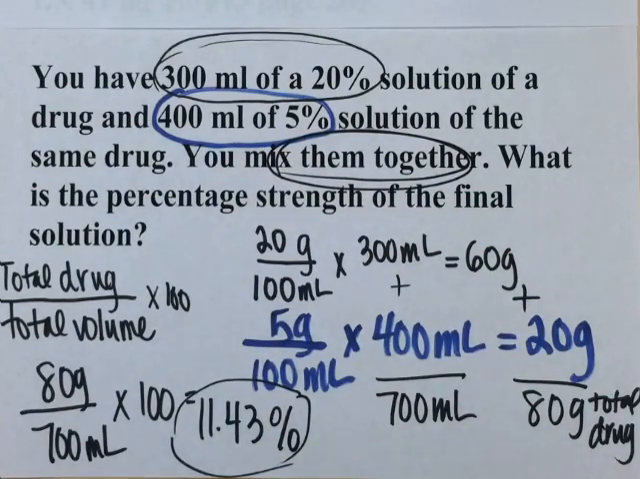Sometimes you'll see the language diluting. If you're diluting, then you would just look at the final volume. You don't have to add. But in this case, it says we mix them together, so this is adding. Then we divide those two out. We multiply by 100, and we end with our final percentage. So this is one example for our dilution chapter.